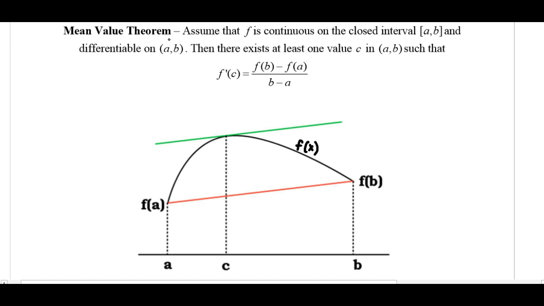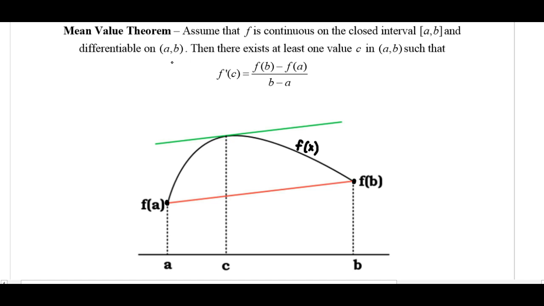To use the mean value theorem, I need a function f that's continuous on a closed interval from a to b. So on this picture, I have this function f of x, this black curve, that's defined on the interval from a to b. Now, I want it to be continuous on the closed interval, closed meaning I include the endpoints. So this function, I can draw it without lifting my pencil. I am continuous on this closed interval from a to b.